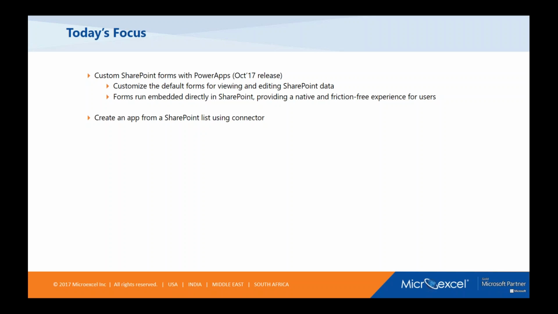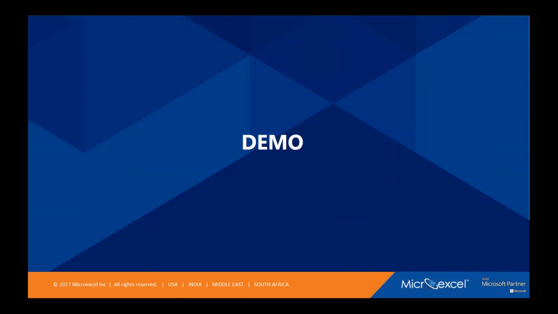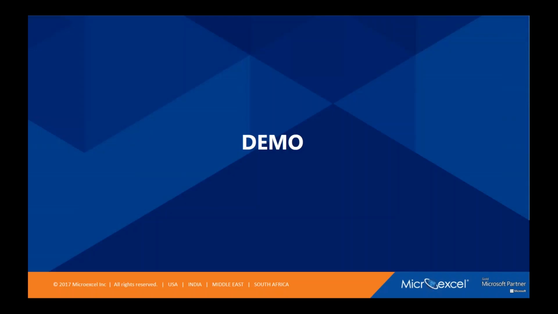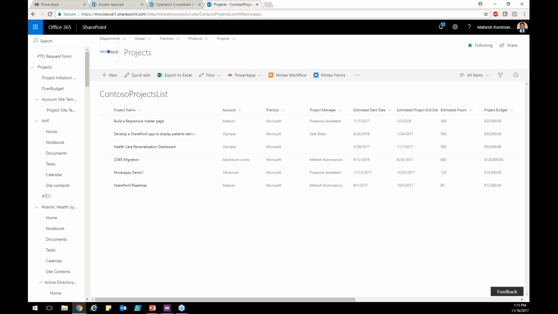Okay, without further delay, I'm going to jump onto the demo. Let me pull up my browser here. So what you're seeing now is a sample list, a test list that I created for this demo. The scenario here is that this test list is being used by my PMO group and my leadership. We are creating all the projects that we are handling here at Microexcel in the context of a projects list.